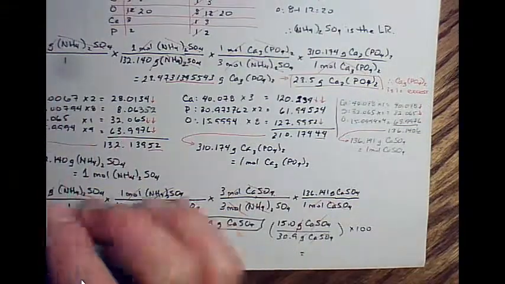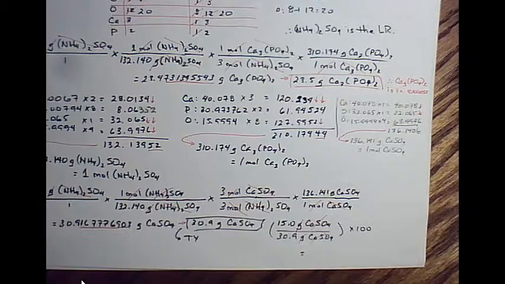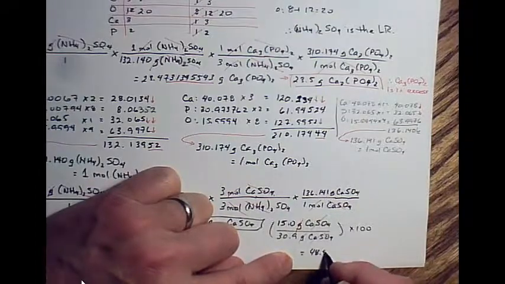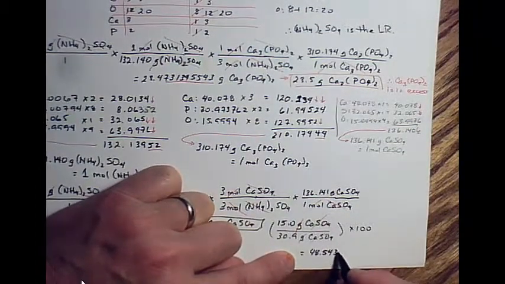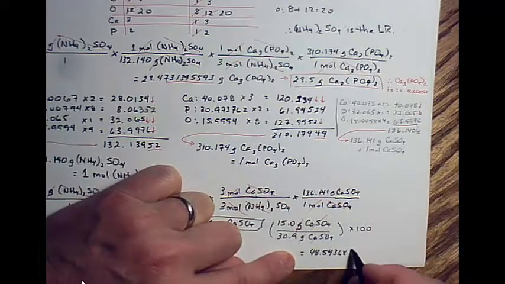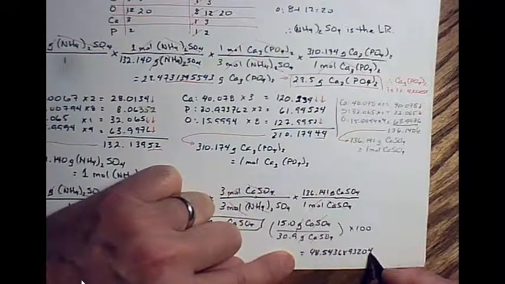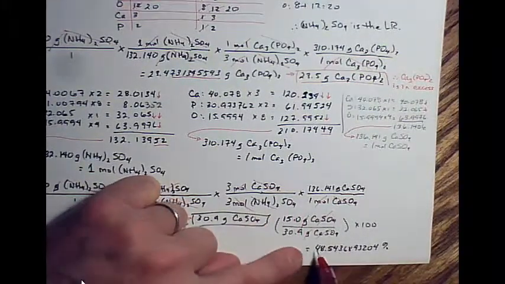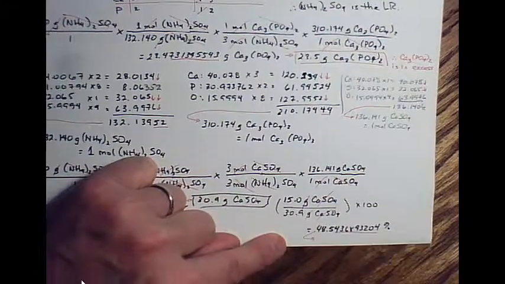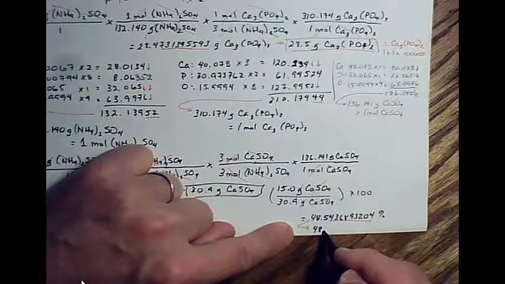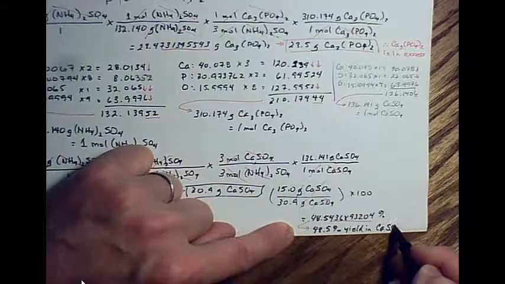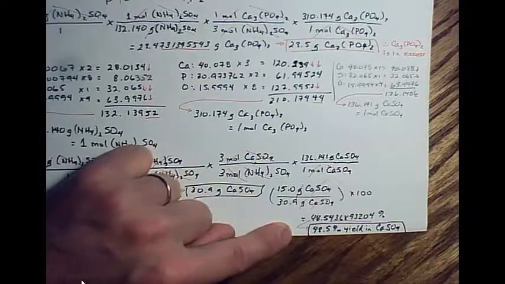So we're going to take that 15.0 and divide it by that 30.9, hit enter, and then multiply that times 100. And I get 48.54 and a bunch of other numbers. Percent. We want to round that off to 3 significant digits because we're starting with 3 significant digits here. 1, 2, 3. Round it off. And we get 48.5% yield in calcium sulfate. And that's the percent yield.